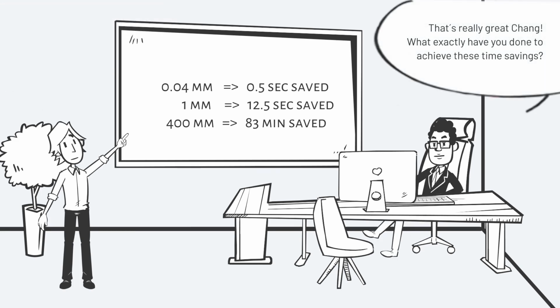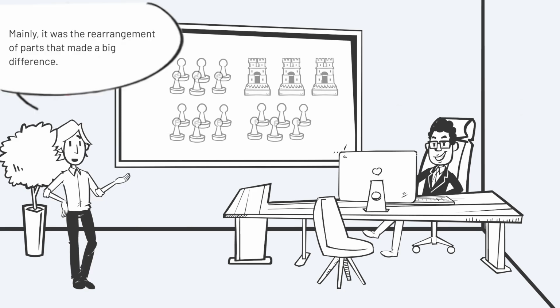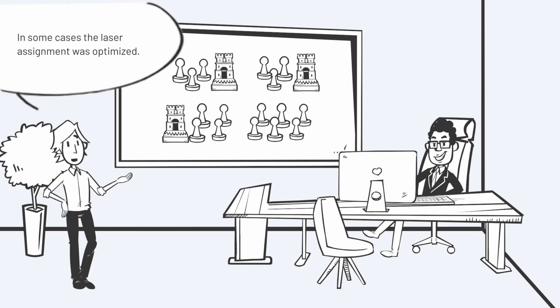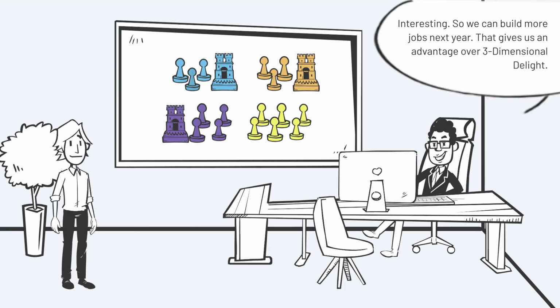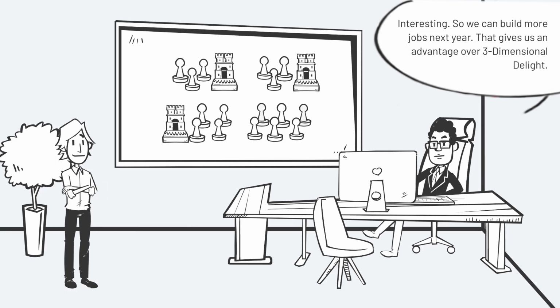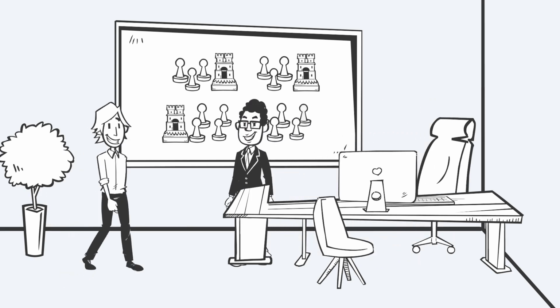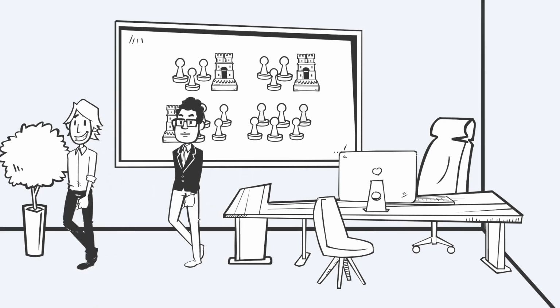That's really great, Chong. What exactly have you done to achieve this time savings? Mainly it was the rearrangement of parts that made a big difference. In some cases the laser assignment was optimized. Interesting. So we can build more jobs next year. That gives us an advantage over Three-Dimensional Delight. Good job, Chong.